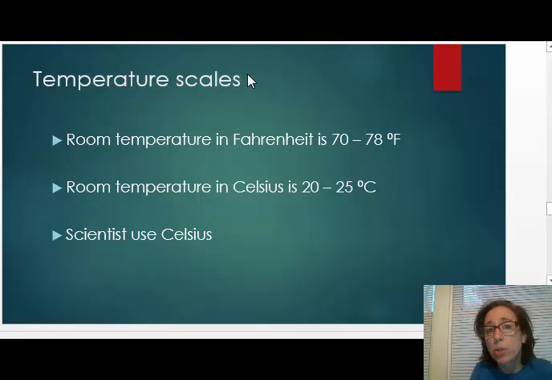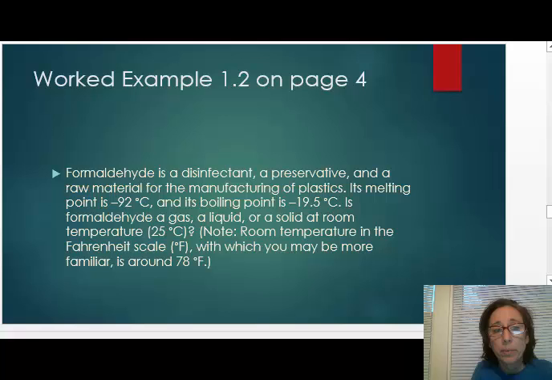We will look at temperature scales in more detail later in this chapter, and although Americans are familiar with the Fahrenheit scale, some are not as familiar with the Celsius scale that scientists use. An important temperature range is 20 to 25 degrees Celsius, since this is the range of typical room temperature. Often we want to know the state of a substance at room temperature, or RT.